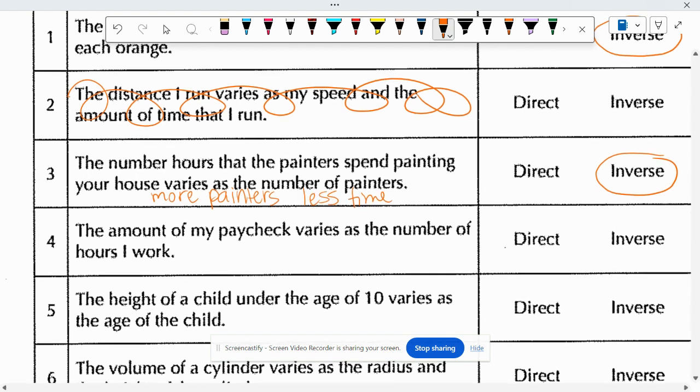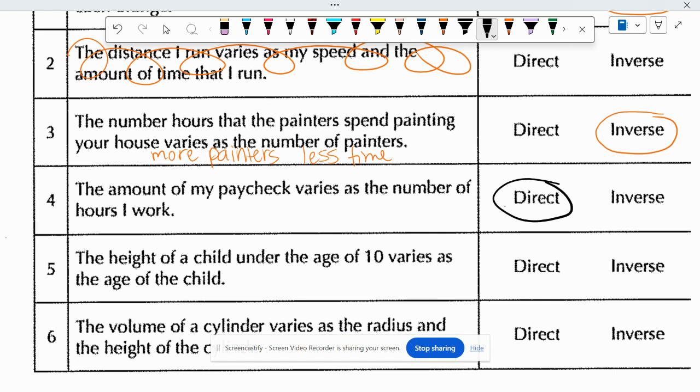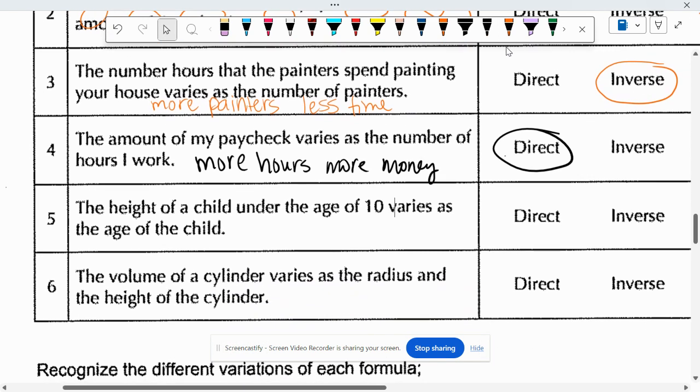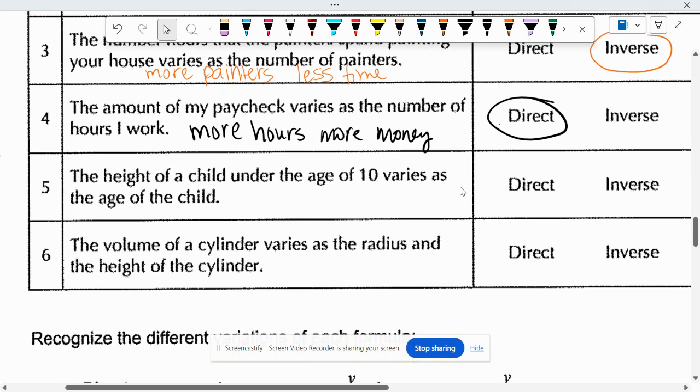Okay. What about the amount of your paycheck varies as the number of hours that you work? Direct, yeah. The more hours, more money. Okay. What about the height of a child under the age of 10 varies directly as the age of the child? Because once you get to 10, you kind of level off. That's what it's trying to say.